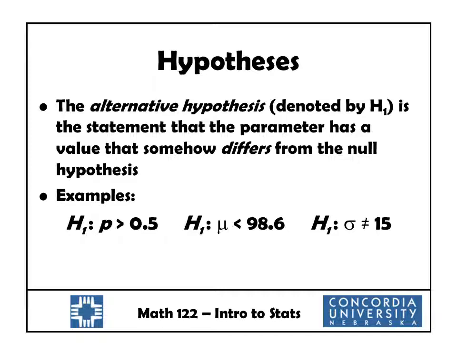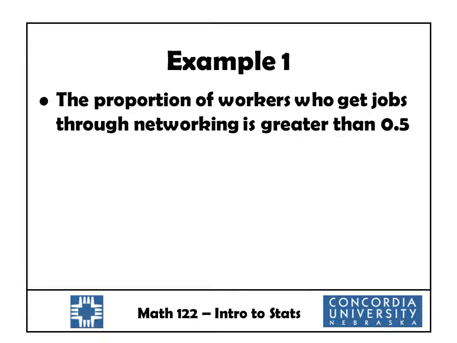First of all, they all have a population parameter, either p, mu, or sigma. Second, none of them has an equal sign. Alternative hypothesis will never have an equal sign. It could have a greater than sign, a not equal to sign, or a less than sign, but it will never have an equal sign.